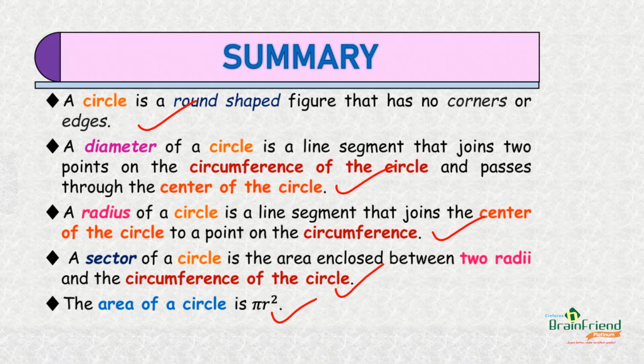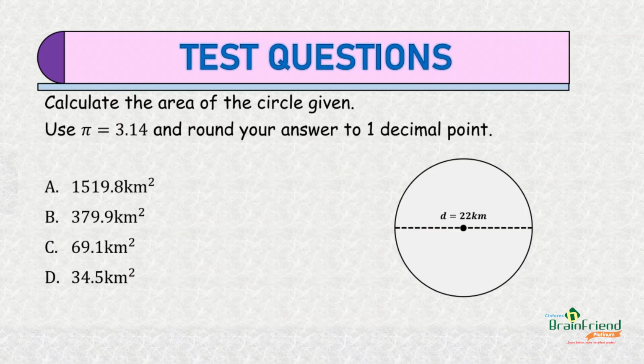I'm sure you know it's test time. Question 1. Calculate the area of the circle given. Use pi is equal to 3.14 and round your answer to 1 decimal point. Option A, 1519.8 kilometers square. Option B, 379.9 kilometers square. Option C, 69.1 kilometers square. Or option D, 34.5 kilometers square.